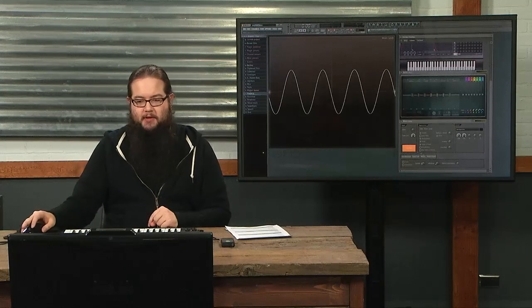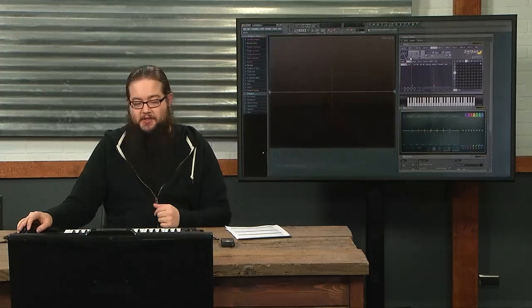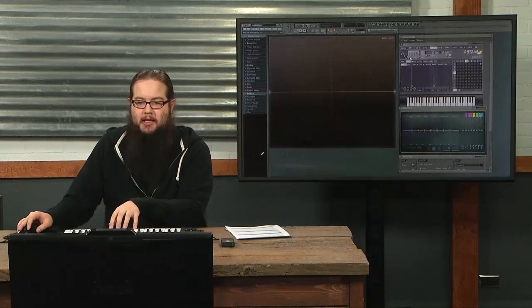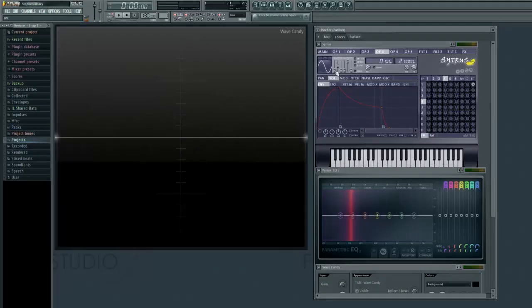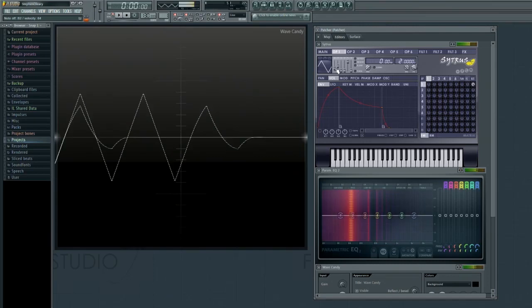So we have the sine wave, another of the 4 basic ones. Actually, I like citrus for this particular purpose. That's the wrong operator. There we go.